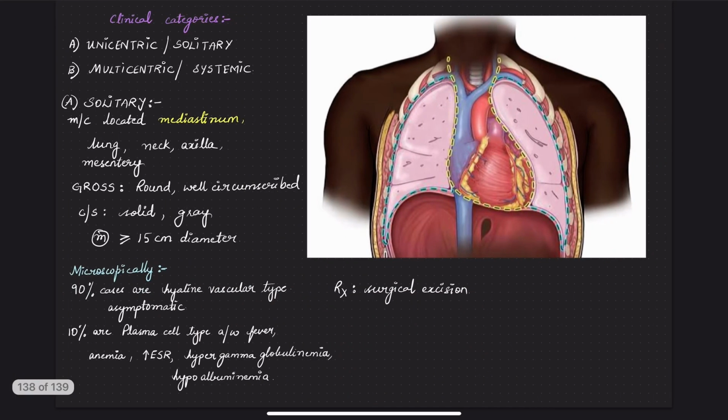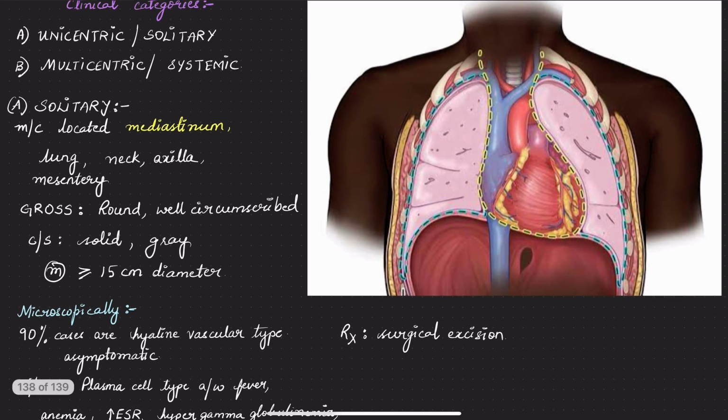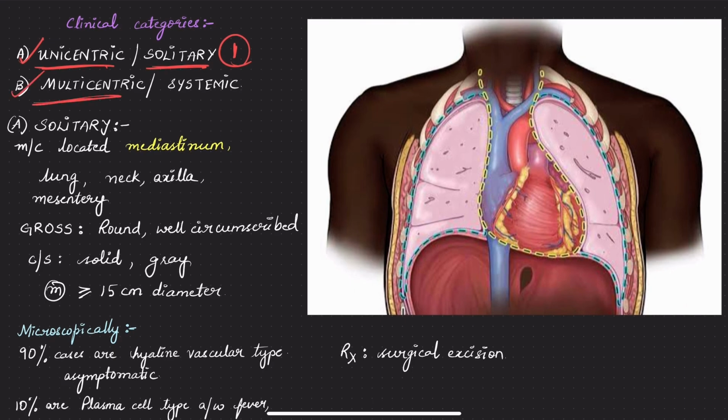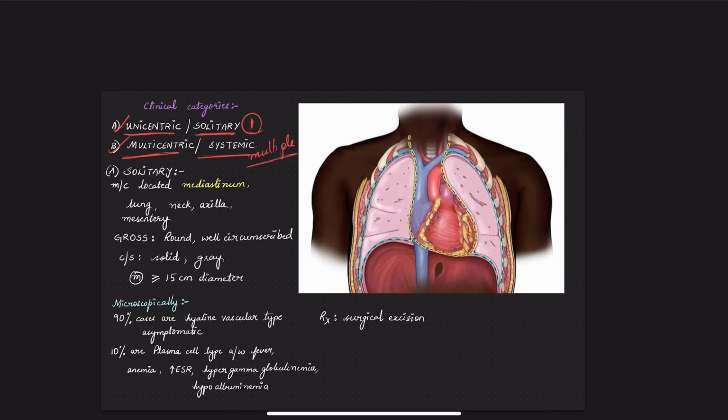Coming to the clinical features, based on clinical categories, again there are two types. The unicentric type, unicentric or solitary, that means, as the name itself suggests, a single lymph node involvement. The second variant is the multicentric variant or systemic, that means multiple lymph nodes involved, like generalized lymphadenopathy.